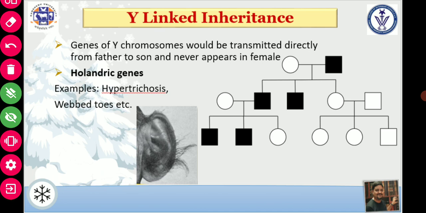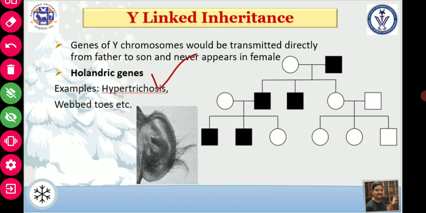Now the other sex chromosome, that is the Y chromosome. So Y-linked inheritance. We know that there are a few genes which are present on the Y chromosome. Those genes are known as holandric genes. So genes of the Y chromosome would transmit directly. If you see the genes present on the Y chromosome, they will not go to the female because females don't have a Y chromosome. So they will directly go to the males. So if there is any affection on the genes present on the Y chromosome, that affection will be transmitted from male to male. It will not go to the female.